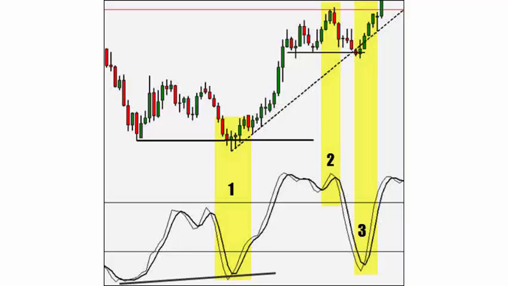Stochastic line cross in overbought zone. There's no real candlestick reversal pattern here. Number three, a pullback to support and an upsloping trend line. Stochastic line cross in the oversold zone. Strong break of a doji type candlestick.